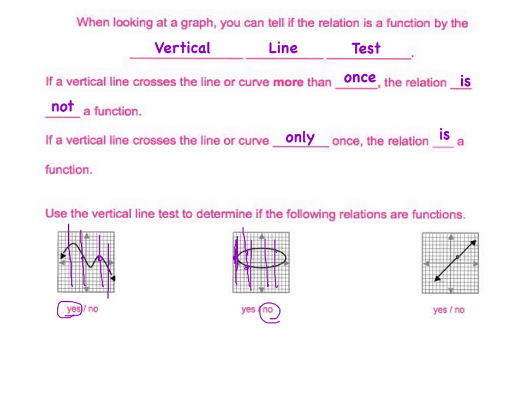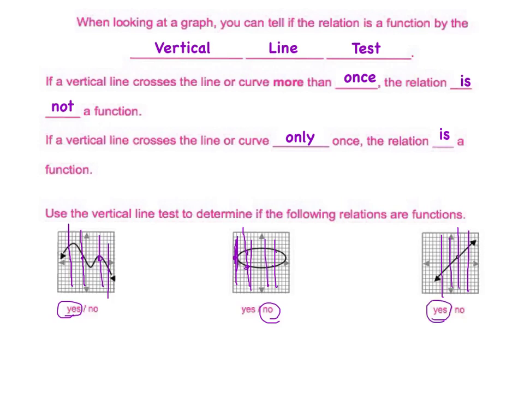Now let's look at the third graph. Right here we have a straight line. So I'm going to draw a vertical line. And would you agree that it doesn't matter where I draw my vertical line, I'm only going to cross the straight line one time. So that means, yes, we have a function.